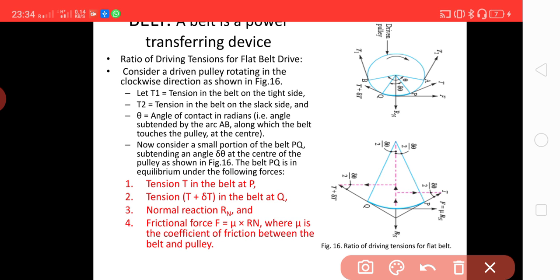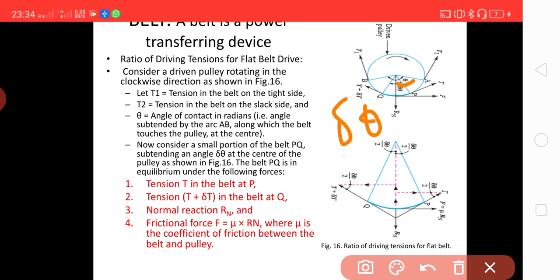Now consider a small portion of the belt PQ. This is the small portion PQ, this much, but this is being shown exaggerated. We have to take an infinitely small distance PQ. Let it make an angle delta theta at the origin. This arc, this is the angle delta theta.